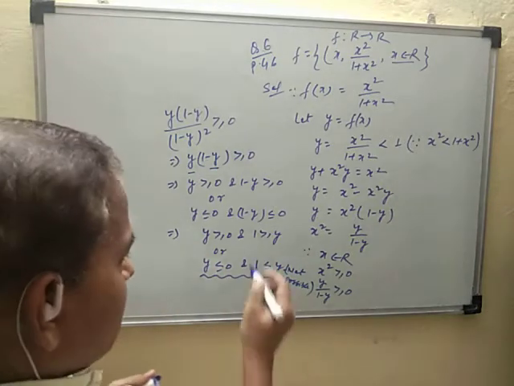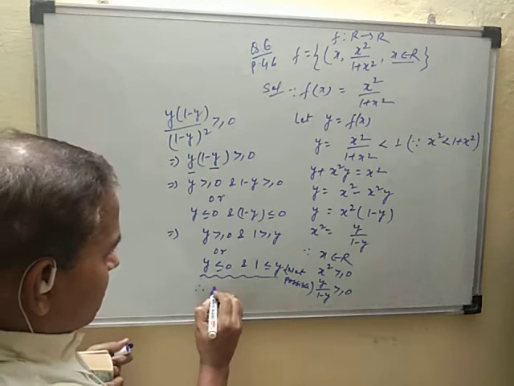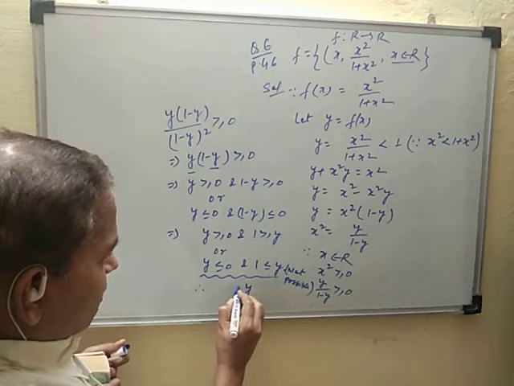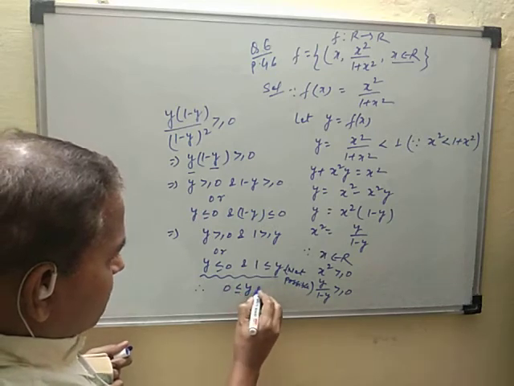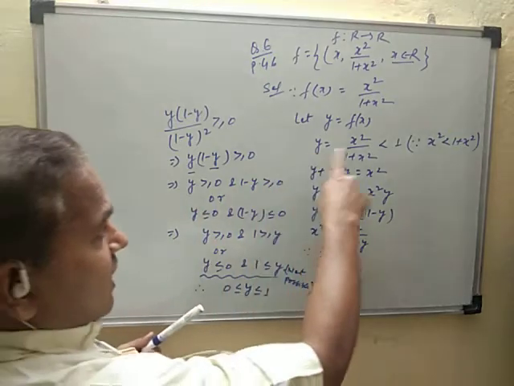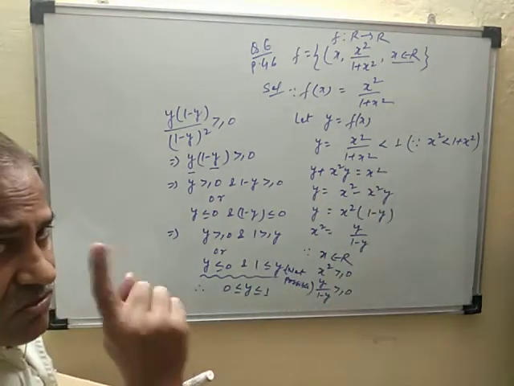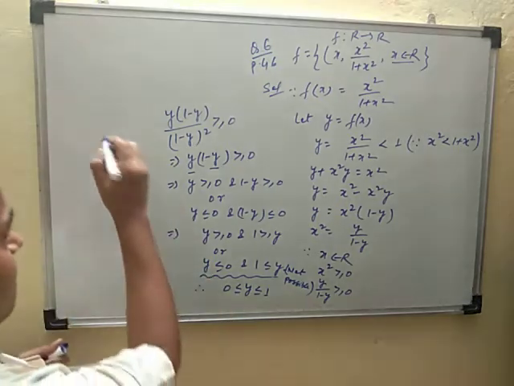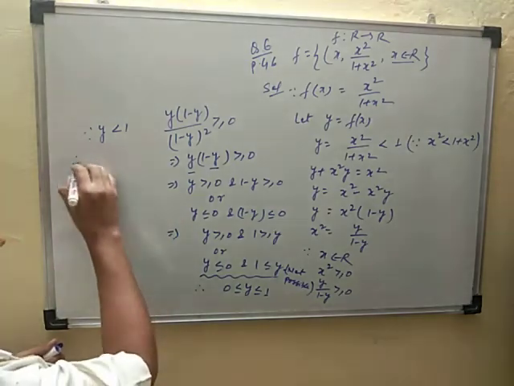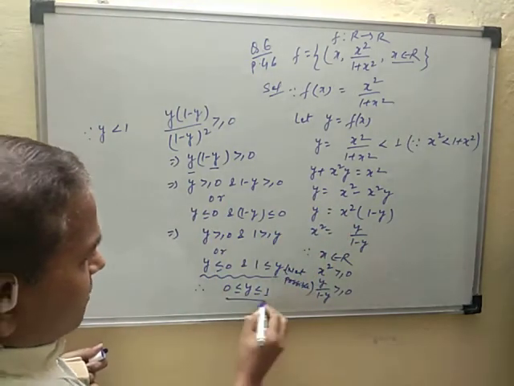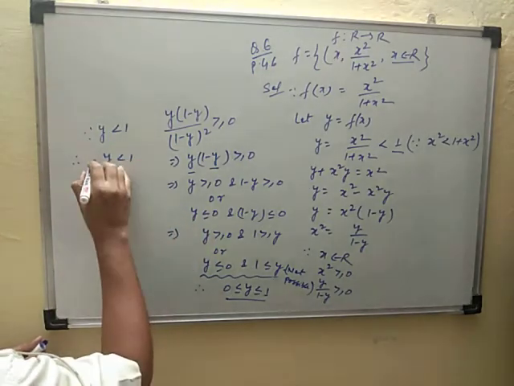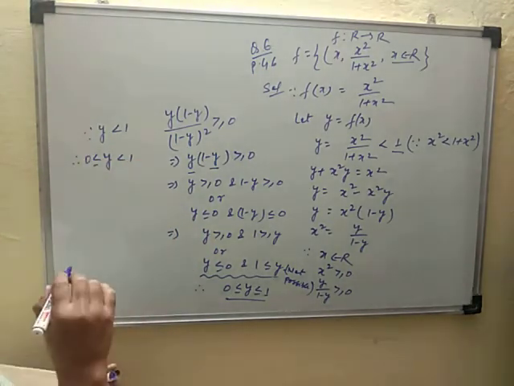So not possible. Therefore y is greater than or equal to 0 and y is less than or equal to 1. But since y is less than 1, not equal to, combining these two, let us find the solution together. So the value of y is less than 1 and greater than or equal to 0.